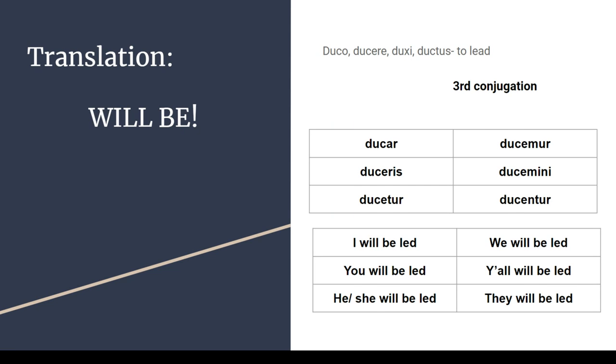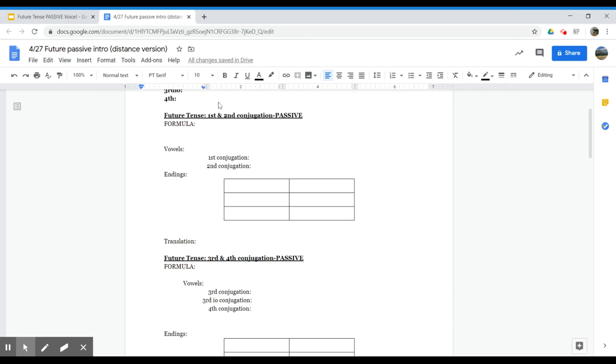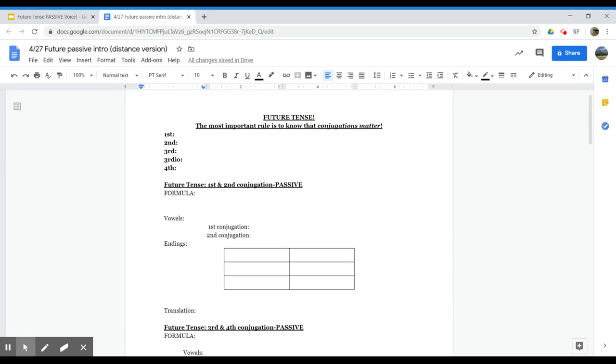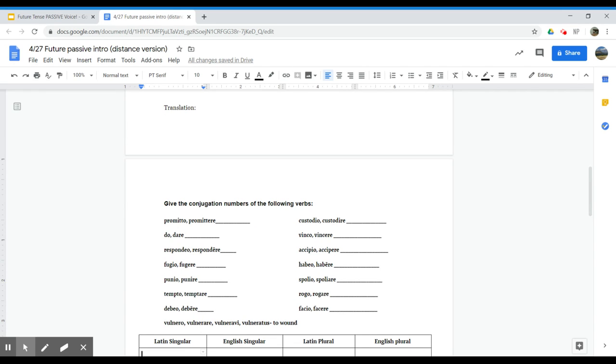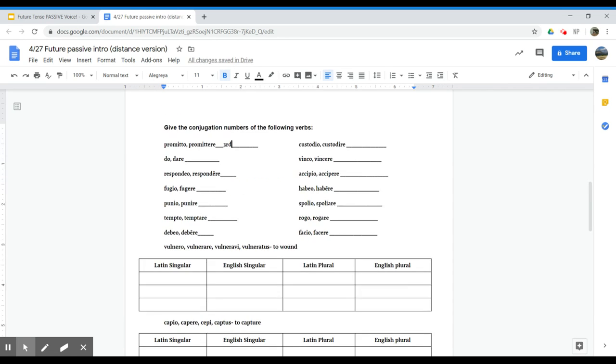Great. So if we take a look at your worksheet, you hopefully have all of this filled out at this point. The first thing I want you to do right here is to give the conjugation numbers for the following verbs. Just a little practice for yourself to make sure that you're following along. If you have any questions, if there's something you can't figure out, you can feel free to send me an email or join my office hours every day, 9 to 10 a.m. But it's just going to be a number. For instance, promitto, promittere, O-E-R-E. Well, that's third conjugation. That's all I'd write there, okay?